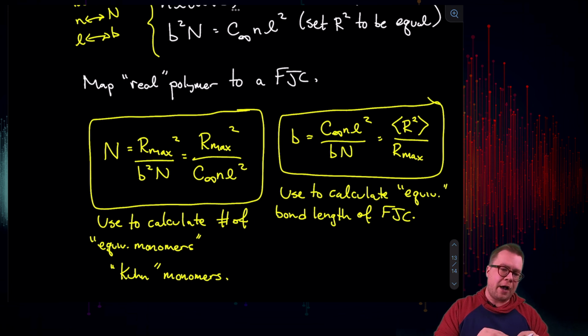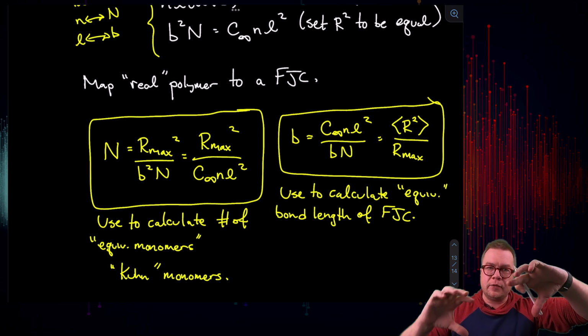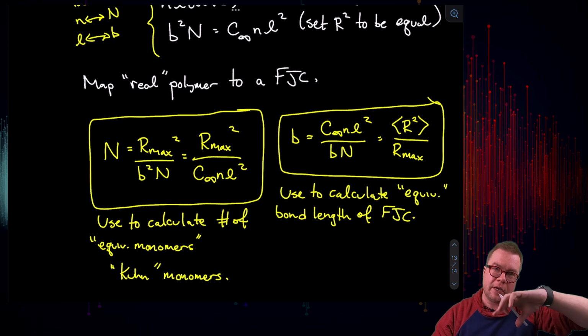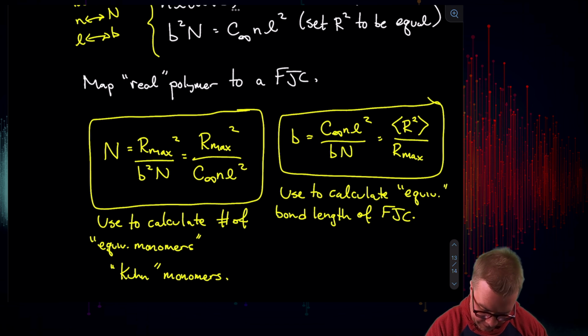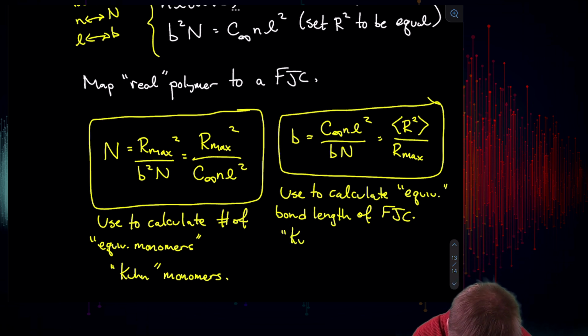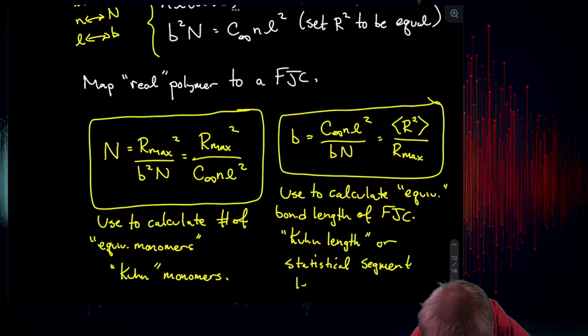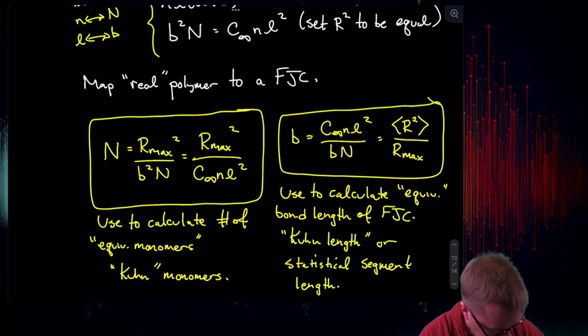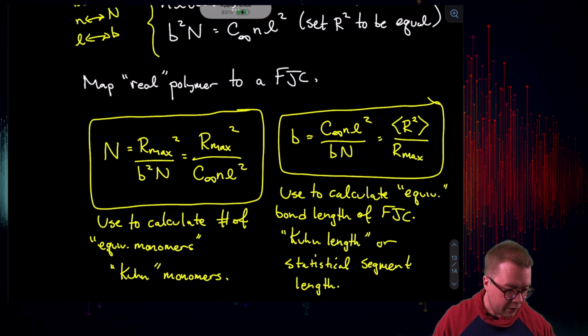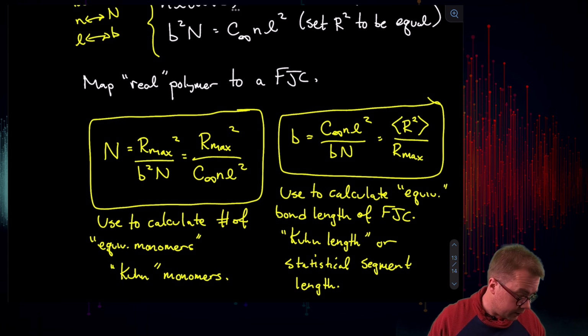So by doing that, we're calculating how long the effective bond vector has to be so that it's not correlated with any of the other bond vectors in the polymer chain. We call this the Kuhn length, or the statistical segment length. Okay, and that's how we map one thing onto the others. So that is the heart of this video.